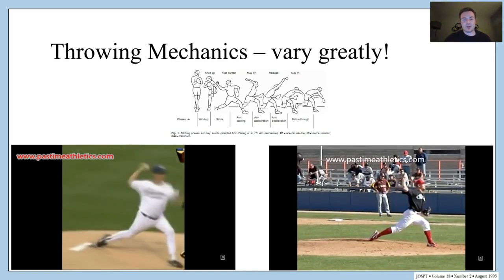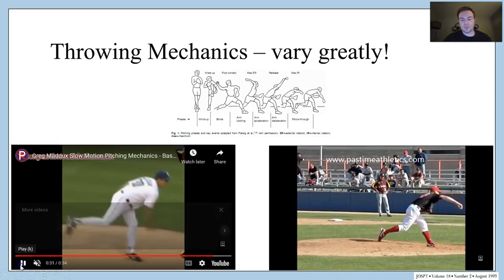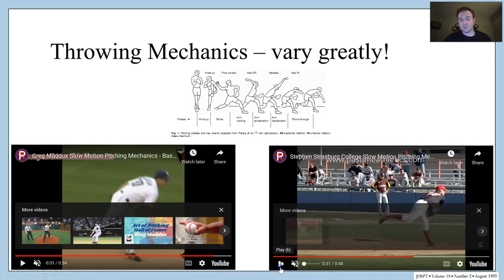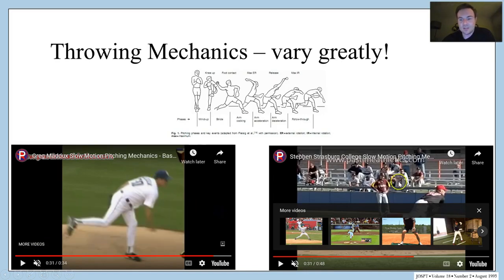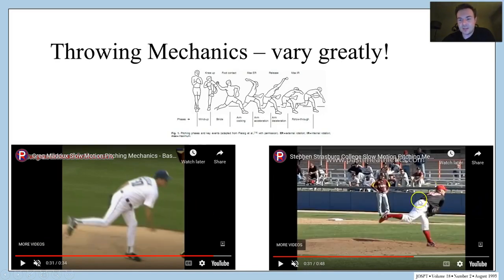So there's a lot of arguments on what causes arm injuries. Is it mechanical? Is it training? Is it velocity? I think it's pretty much multifactorial. But the person on the bottom left was rarely injured in his career. Greg Maddux. The picture on the bottom right, injured quite a bit. Steven Strasburg.